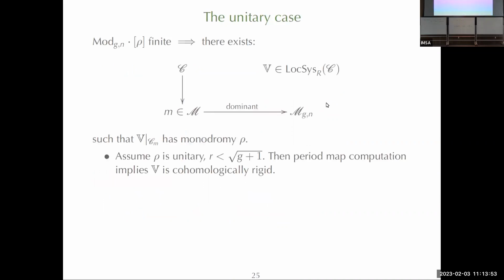So for the first step, I just want to assume my representation is unitary, and we'll reduce to that. I have a unitary representation now with finite conjugacy on the mapping class group, and I use that to make a unitary local system over the family of curves. Now, to a unitary local system one can apply the methods of Hodge theory, and I'll say a word about this at the end of the talk. You can compute the deformation space of this local system using Hodge theory, and some period map computation will tell you that this local system V is cohomologically rigid.